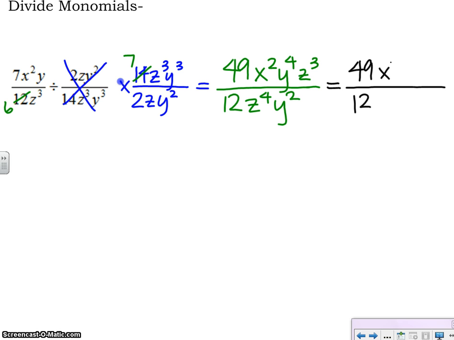We only have x's on the top, so we'll leave it as x squared. Y to the fourth over y to the second is going to be y squared. And then we'll just be left with z to the first in the numerator.